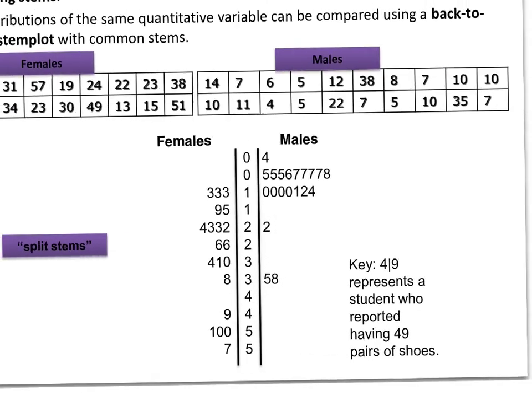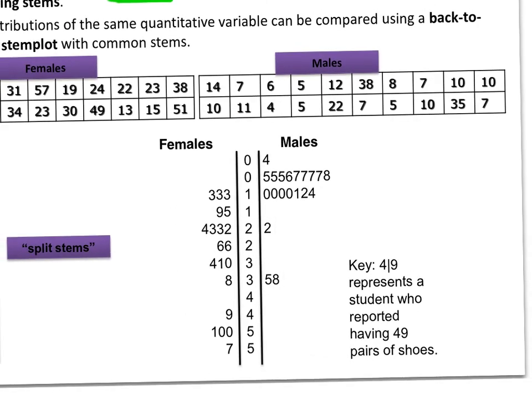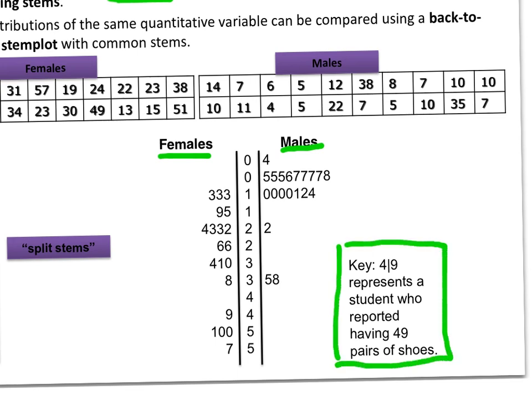So if you notice here, I took the male data and put it on the right side. Again, all the 0s to 4s here in the first stem, the 5s to 9s in the second stem, the 10 to 14 in the third stem, etc. And I did the same thing with the females, but I put the females on the left side. So it was very important to put some labels here to know which side is which. And again, representing the key. Okay? So this is how you make a stem and leaf plot.